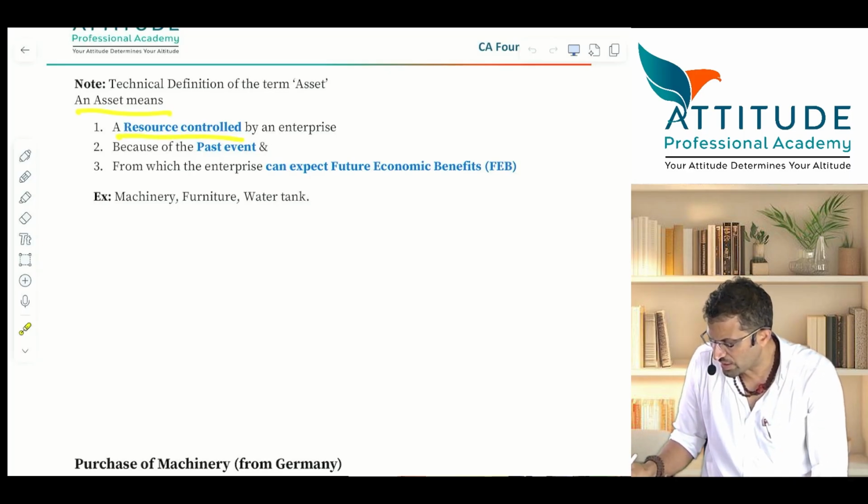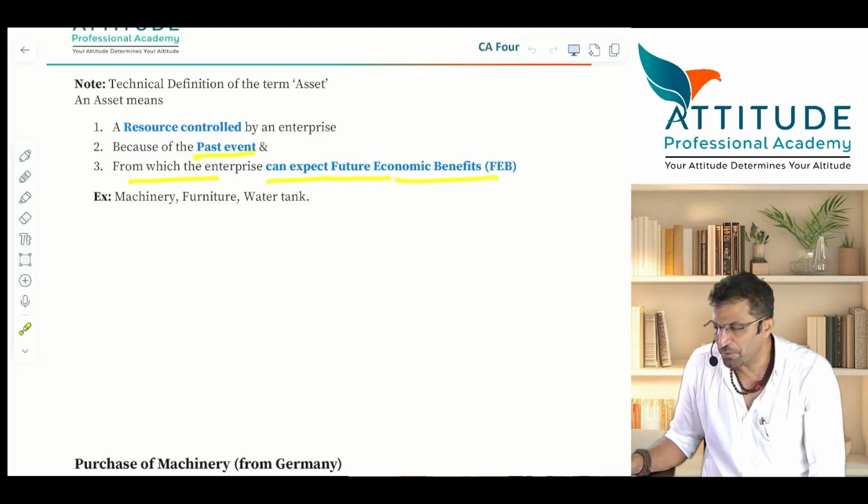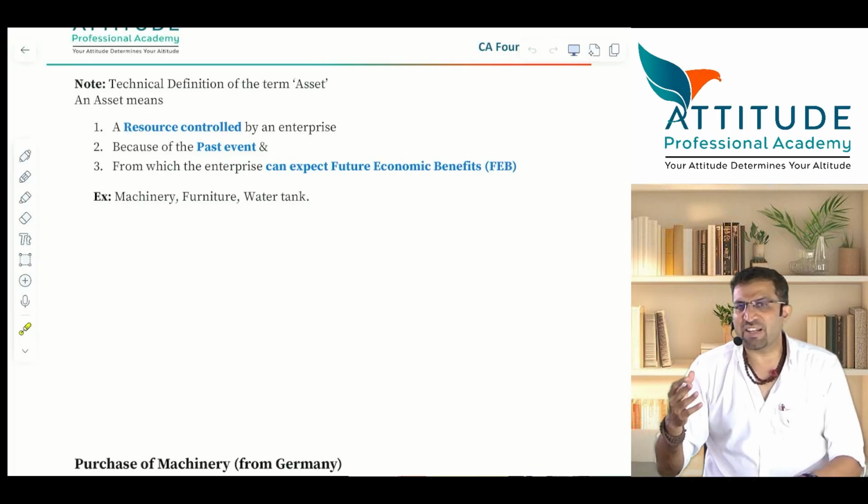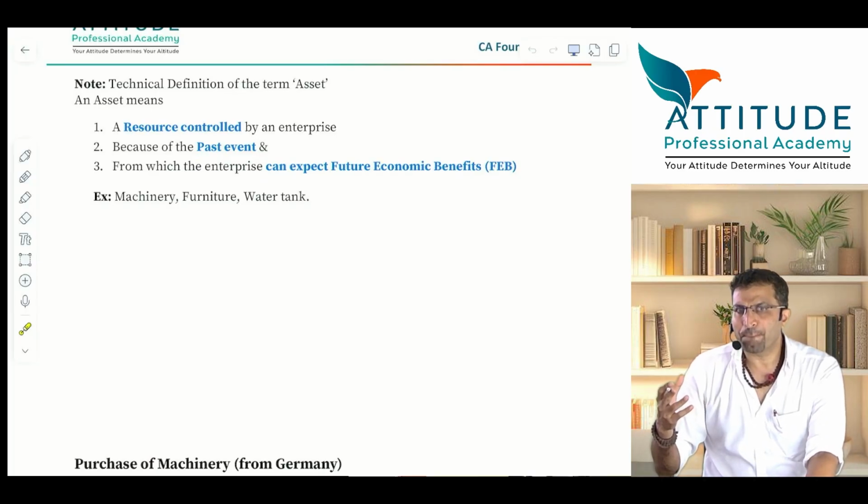What is an asset? Asset means a resource controlled by an enterprise because of a past event and from which the enterprise can expect future economic benefits. Correct? I gave you the example of the water tank. You remember? The water tank is constructed by the businessman. He spent the money.